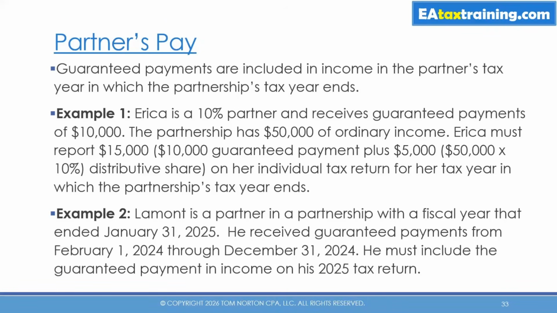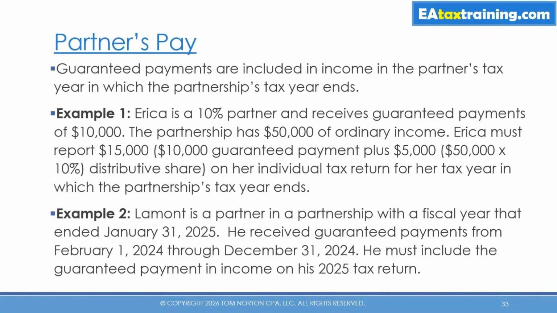So this is another exception to the cash method of accounting for him as an individual. As an individual, normally he received the amounts in 2024, he would include them in income in 2024. But because it is a guaranteed payment from a partnership, it's different.